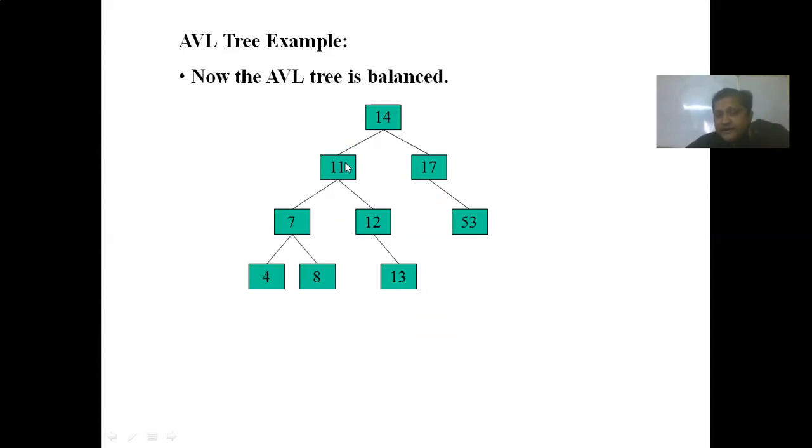So let's see the thing. 11 has come as a parent node. 12 and 13 are successively the child nodes. 12 is the child of 11. 13 stays as a child of 12. 7 rotated down has become the left child of 11. 8, which was the left child of 11, has become the right child of 7. And 4 will stay as it is, the left child of 7. So this is balanced. Now we have to go for the deletion.